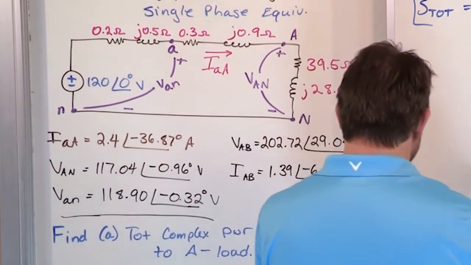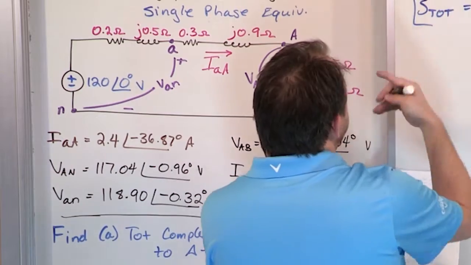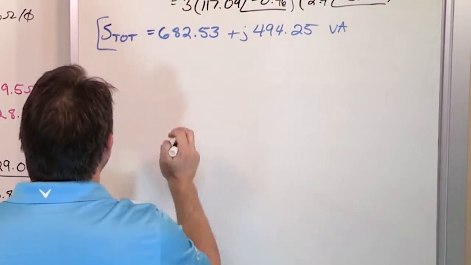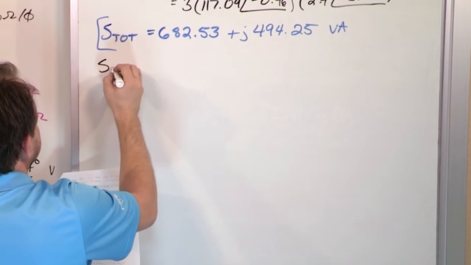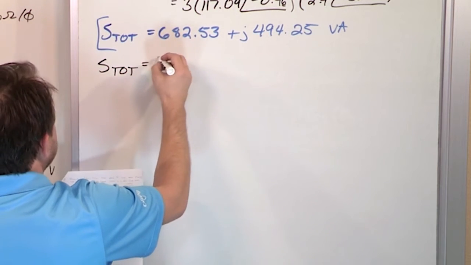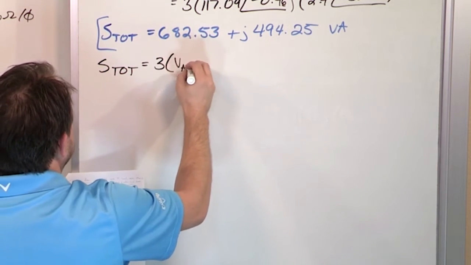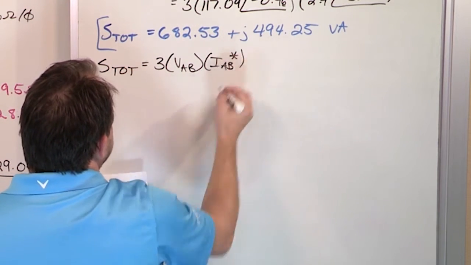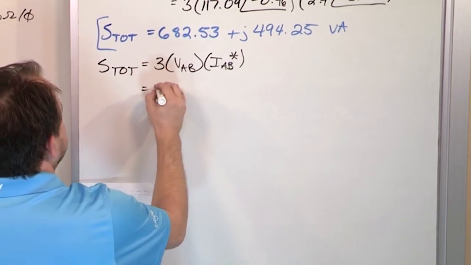I'm not hiding from you exactly what you're going to see. You're going to get exactly the same answer. So the total power, we can calculate it a different way. We can say 3 times VAB times IAB conjugate. Don't forget to take the conjugate. It's complex power.